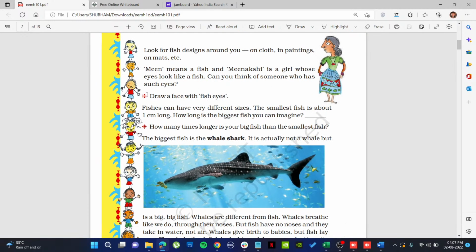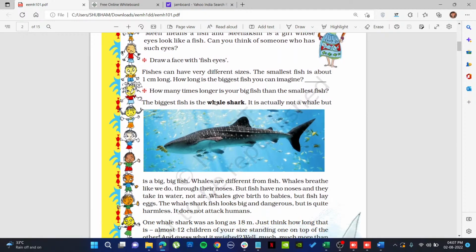Let's explore another point. Draw a face with fish eyes. Fishes can have different sizes. Some of the fish might be smaller ones, and some might be bigger ones. The bigger fish we can say like whale or shark. Such fishes are very big in size.